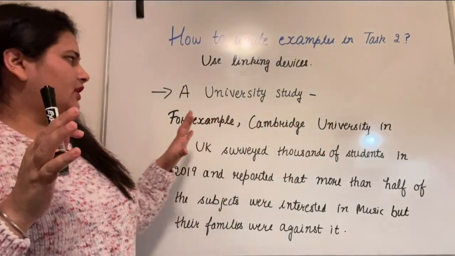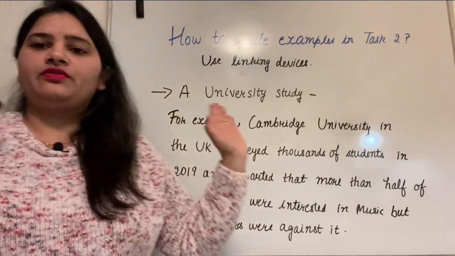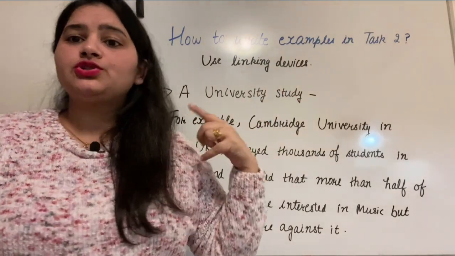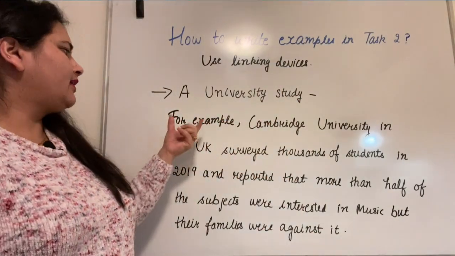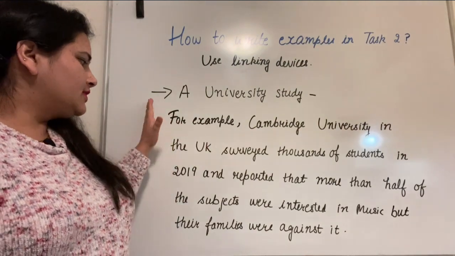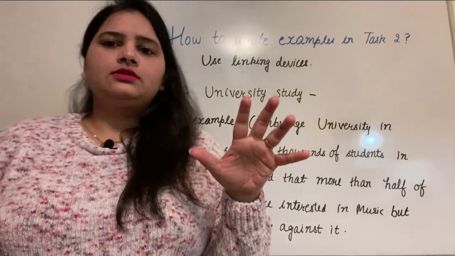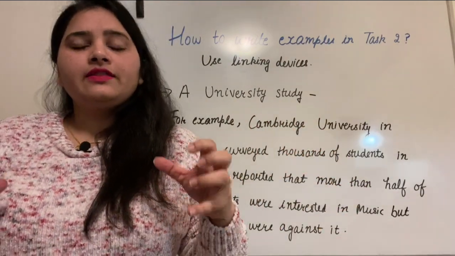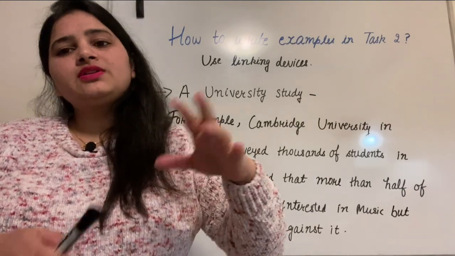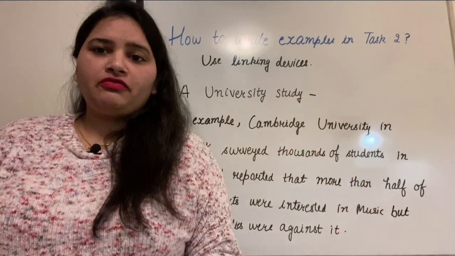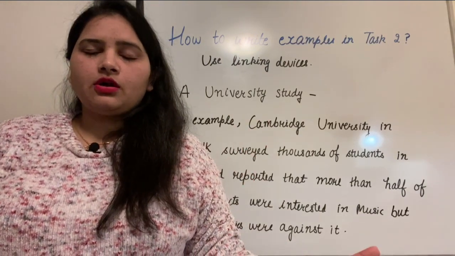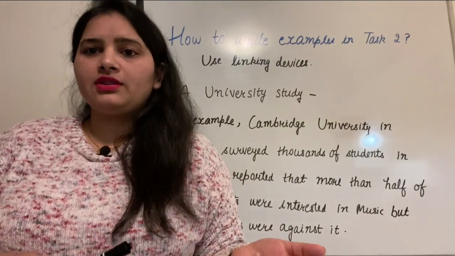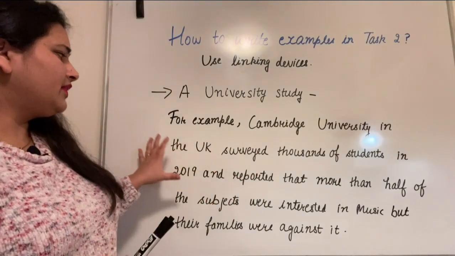So let's see how we can write examples in different ways in different essays. Suppose there is an essay where I have to write an example. I will start by using some linking devices that show that I'm going to write an example, like the basic one here: for example. Take an essay where students are interested in some other subject, but their families want their children to choose different subjects. So should there be freedom? Should they choose their subjects according to their choice, or should parents choose for them? For this kind of essay, you can write this example.